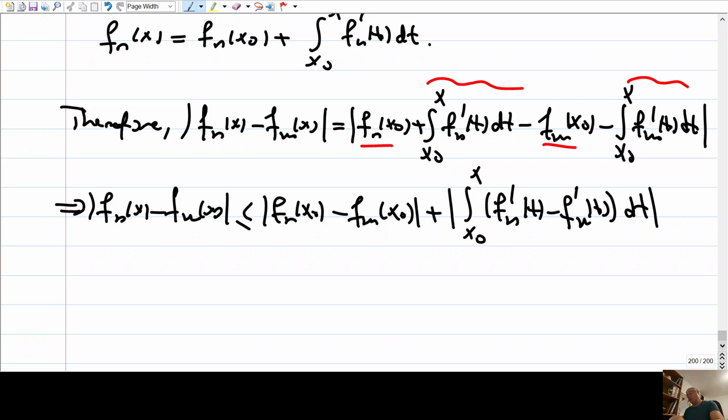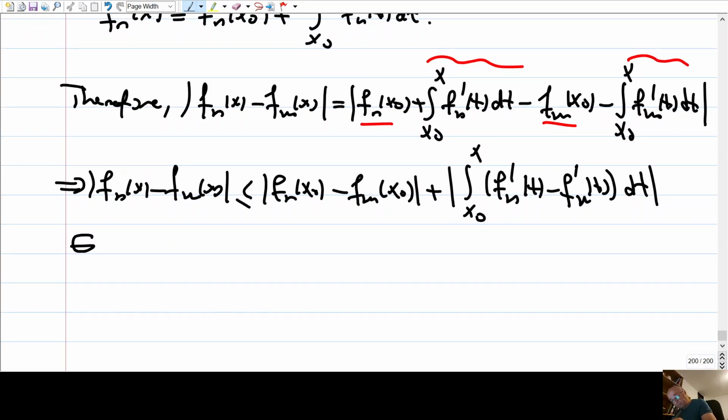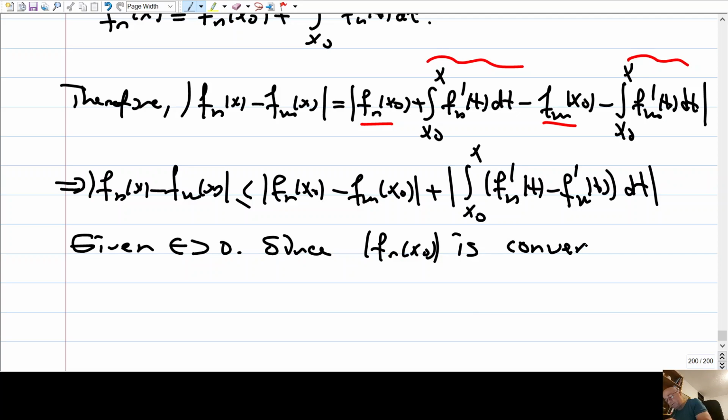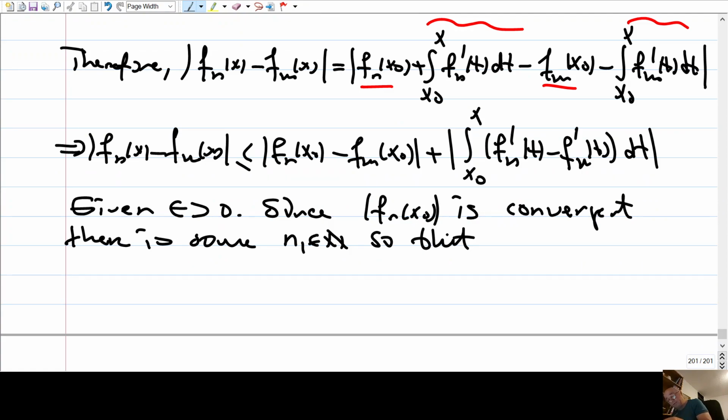Well, this sequence is convergent, right? Fn of x0 is convergent and the Fn primes are convergent. Therefore, I can make all of them smaller if I want. So, given epsilon positive, choose, since this sequence is convergent, there is some n1 so that this is convergent, therefore it is Cauchy, right?